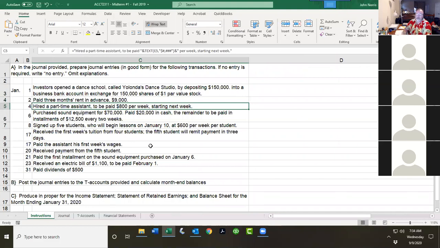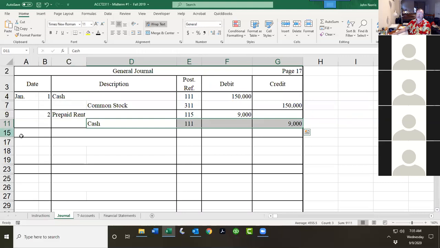We hired a part-time assistant to be paid $800 per week starting next week. Now this one, up here in the instructions, it said if no entry is required, write no entry. This isn't a business transaction yet. We've just hired this assistant. They haven't worked any time, and we're not owed any salary to them. So that one is a no entry.